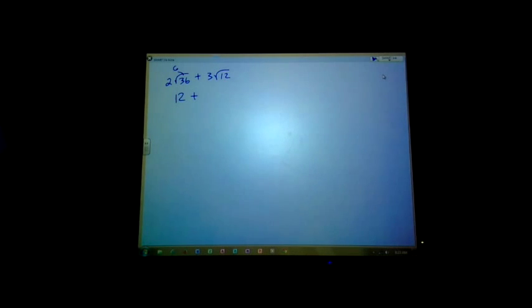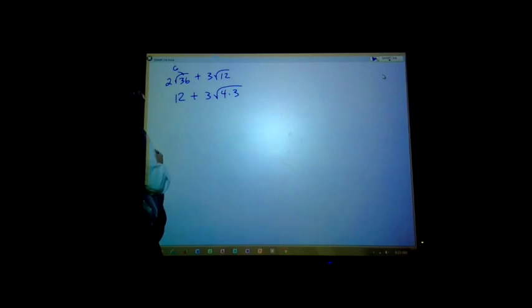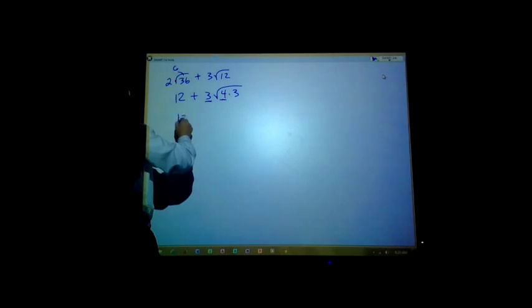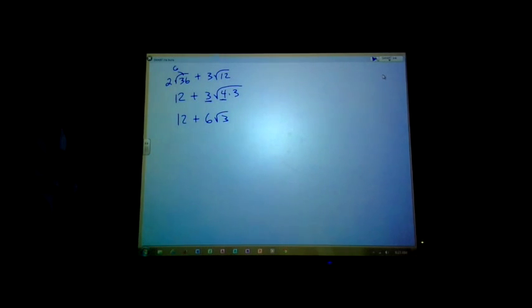Are we okay so far? Can I break 12 down? Is it a perfect square? It's not a perfect square. It does have a perfect square that's part of it. I have this. So what's the square root of this? 2. What does that do to this? Multiply. Are these like terms? No. That's my answer. It's simplified. It doesn't get any better than that.